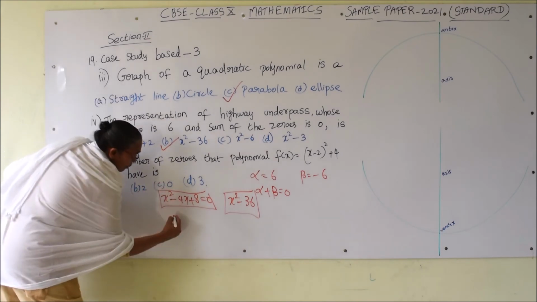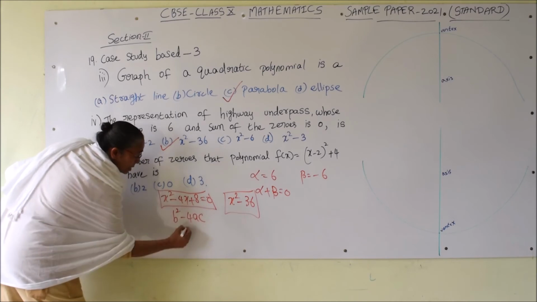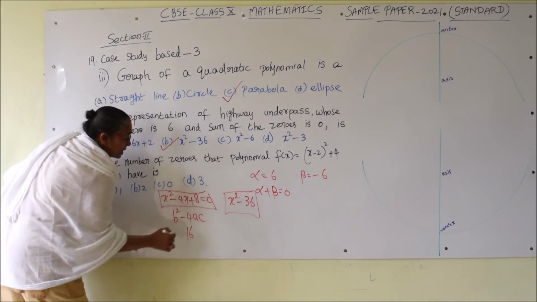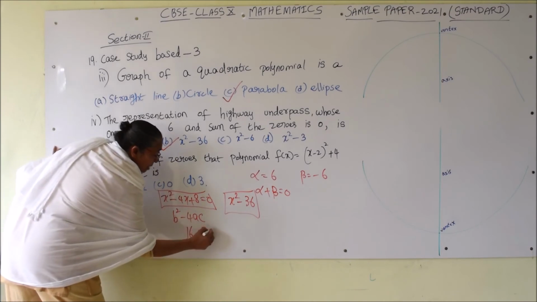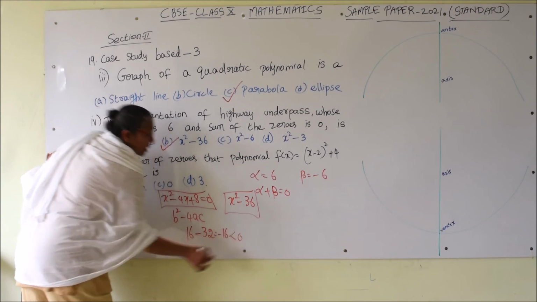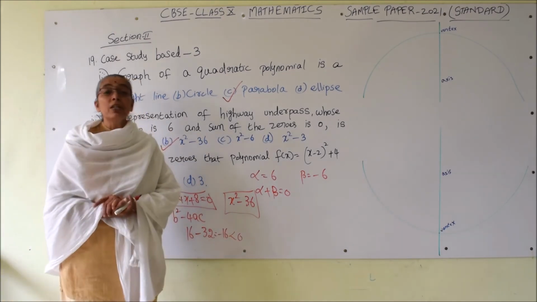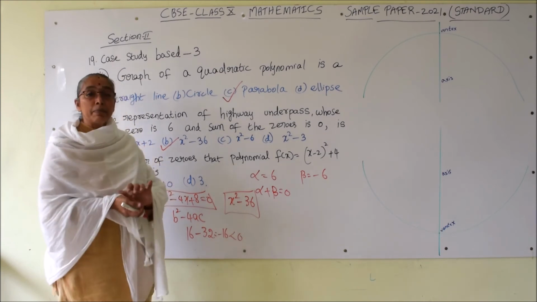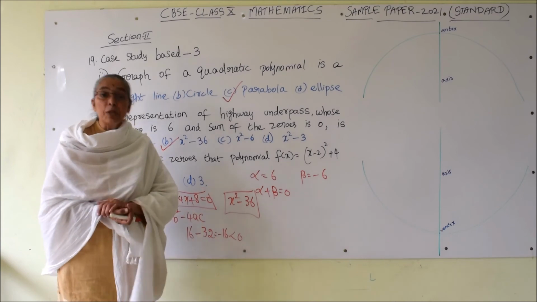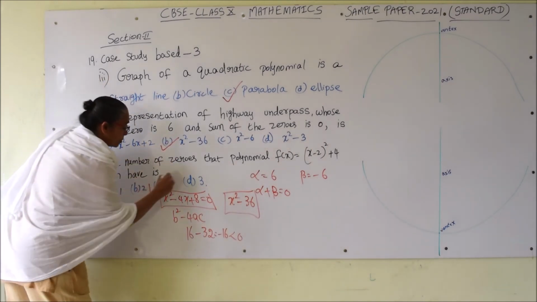Now let us find b square minus 4ac, which is the discriminant. b square is 16, minus 4 into 1 into 8, that is 32. So 16 minus 32 is minus 16, which is less than 0. When the discriminant is less than 0, the given quadratic equation does not have real roots. So the given quadratic polynomial does not have any zeros. The number of zeros of the given polynomial is 0.